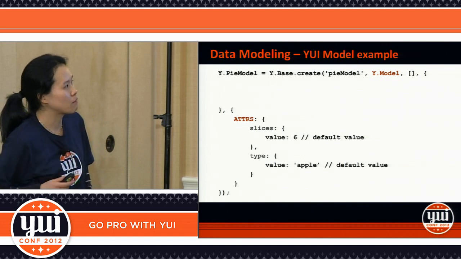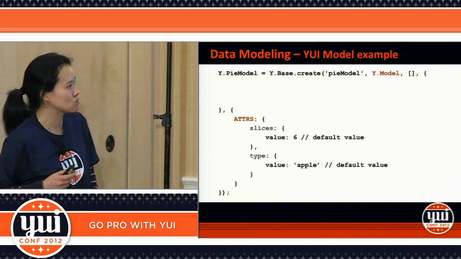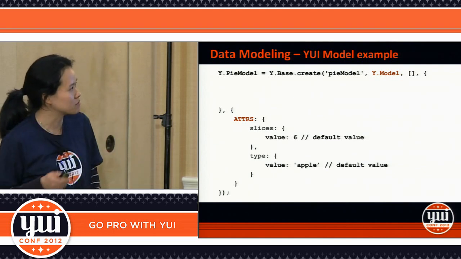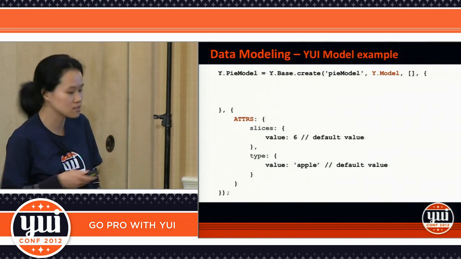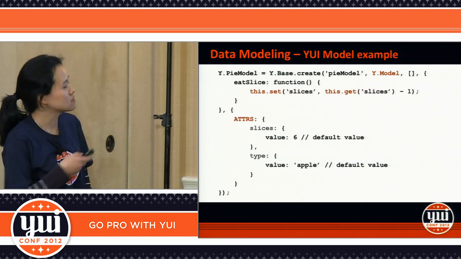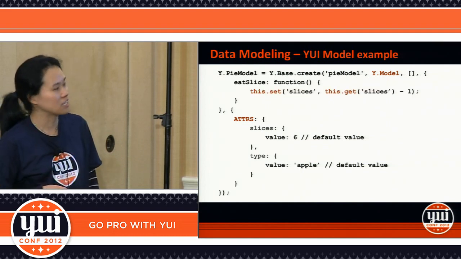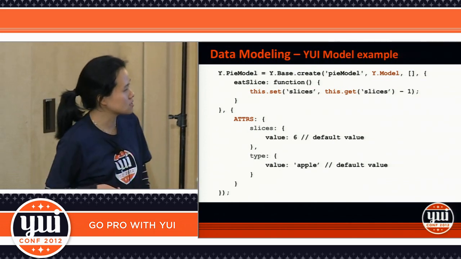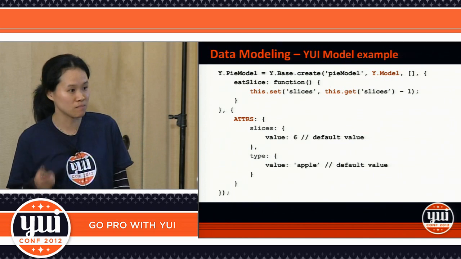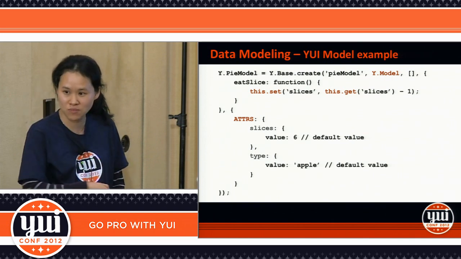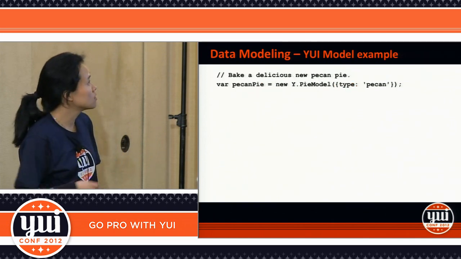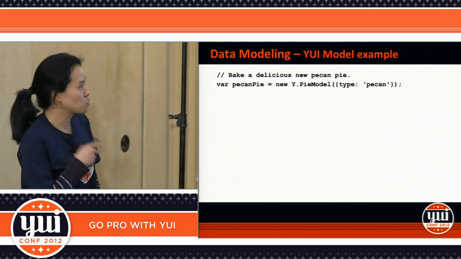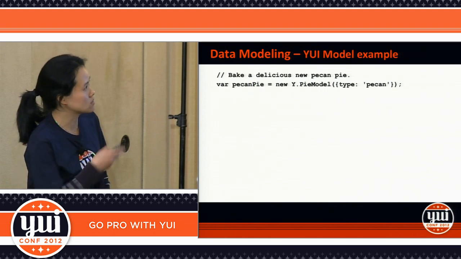For my PieModel, I want to have 2 attributes. One is called slices, one is type. Each has a default value. So by default, I'm going to have 6 slices of apple pie, basically in this case. And then you can add prototype functions there. Say, I want to eat a slice. And all that does is get the current slices number, decrement by 1, and then set it back to the slices. Now I just ate 1 slice. So that was the class we just used Y.Base to create. We created our own PieModel class.